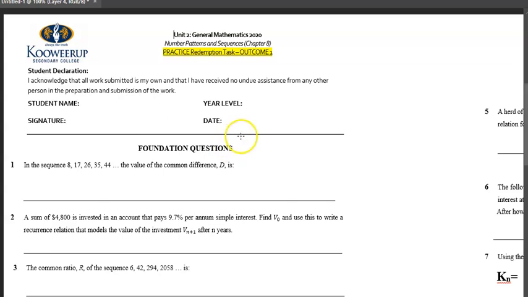This video is dedicated to the practice redemption task for outcome 1 for the number patterns and sequences topic, which is chapter 8. There will be 8 questions found within this task. Let's have a look at the first question.